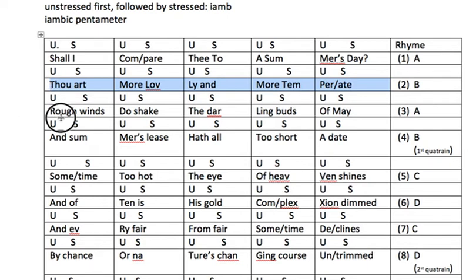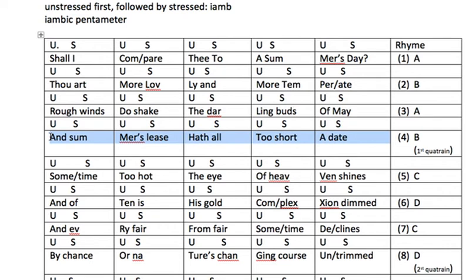What else happens during a summer's day? Well, rough winds do shake the darling buds of May. And here, it's not just a day that's being talked about, right? But a month, right? And so time predominates throughout this first quatrain. First beginning with the measure of a day, then beginning with the measure of a month. And then in the fourth line, we see summer's lease, right? Summer's lease hath all too short a date.